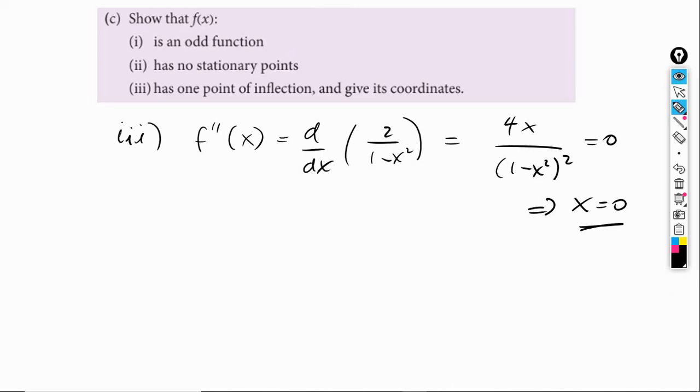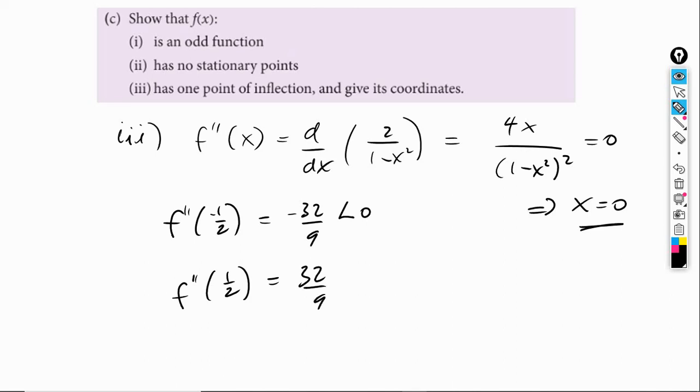So let's take negative 1/2 and plug it into the second derivative. If you do that, you're going to get negative 32/9, and this is obviously less than 0. Now something after 0, let's pick a value like 1/2, and if you do that, it's going to give you positive 32/9, which is greater than 0. Therefore, we can conclude that this is a point of inflection because of the change in concavity.